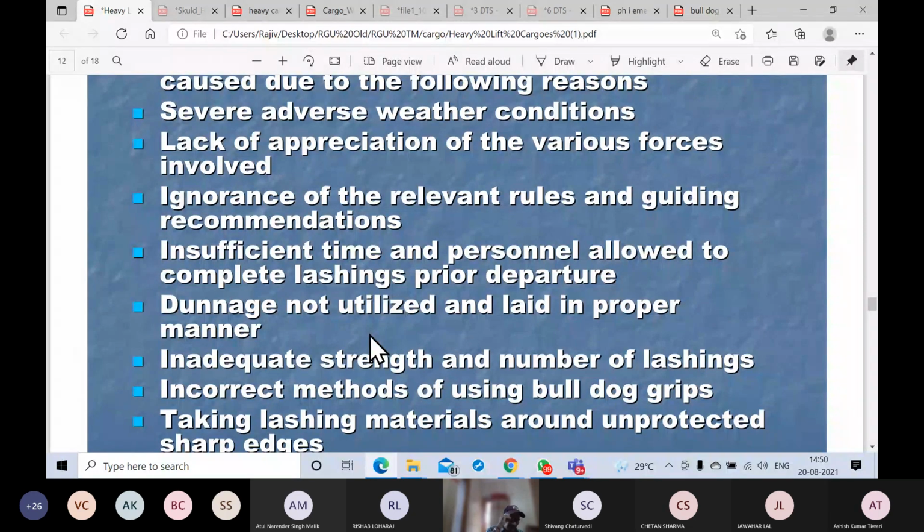And the lashing gang might be paid per hour, or they might be paid by the weight of the cargo they are securing. So they are in a hurry to complete this because their money will come from how much cargo they have lashed. That is why they will always come out and tell you everything is done. Obviously, the onus of declaring that it is done depends on the chief officer, which is you, whether or not it is done to your satisfaction. So insufficient time can lead to incomplete lashing.